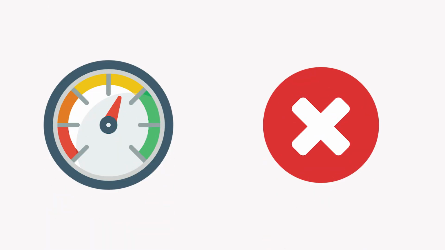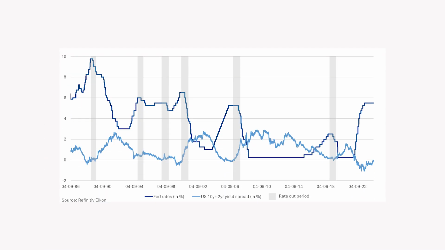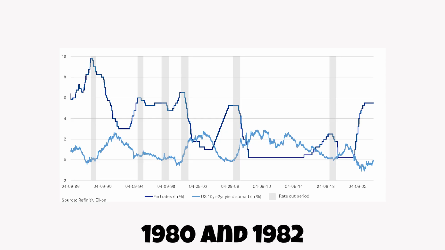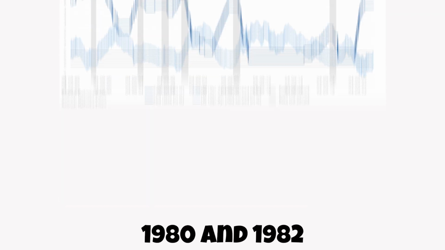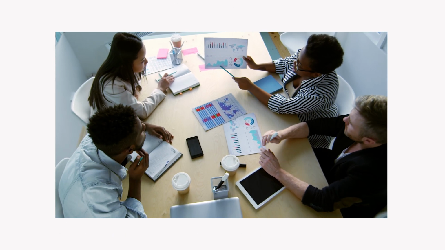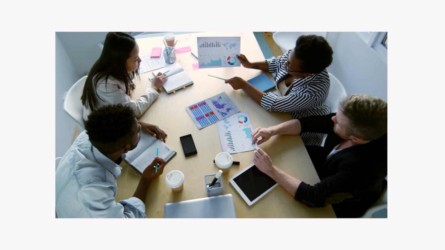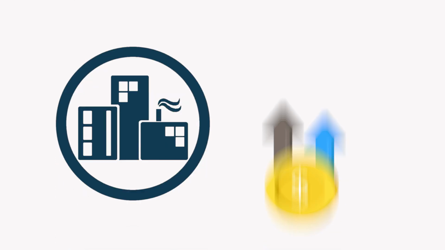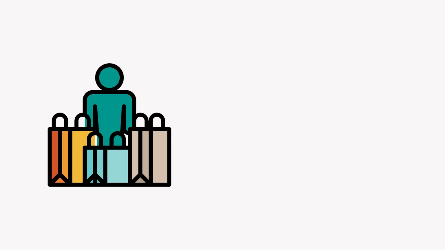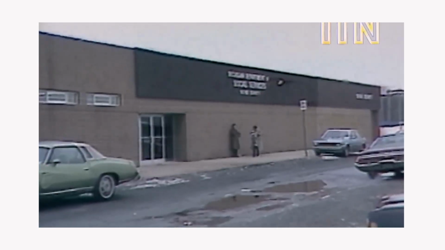But the pressure did not end there. A second, deeper inversion followed between 1980 and 1982. Rates were pushed even higher as policymakers doubled down on tightening. This time, the impact was severe. Businesses faced soaring financing costs. Consumers pulled back. Unemployment climbed rapidly. The recession that followed was one of the harshest of the post-war period.